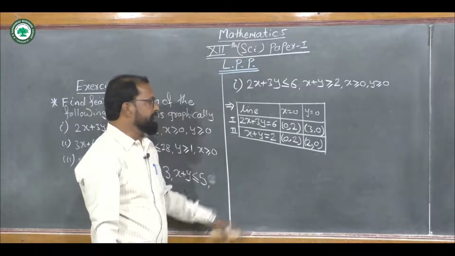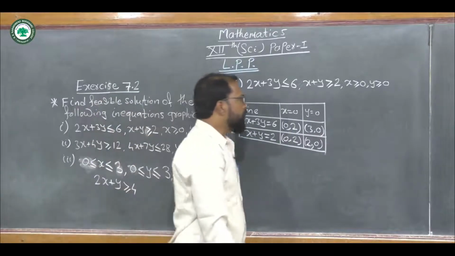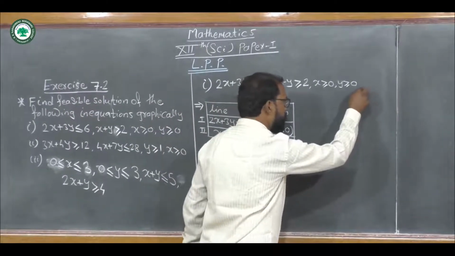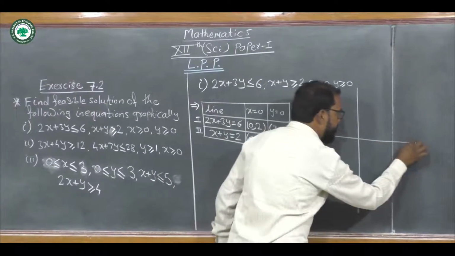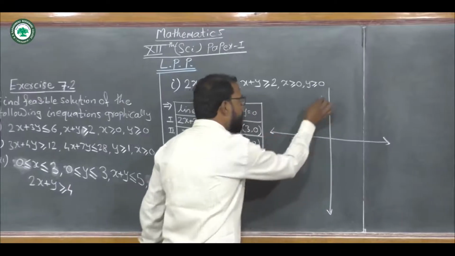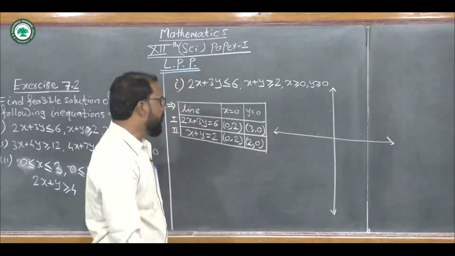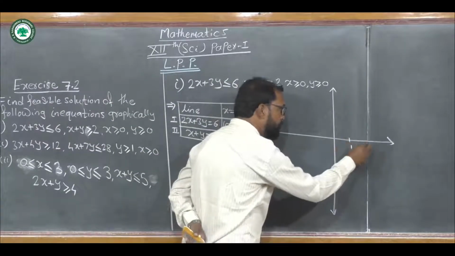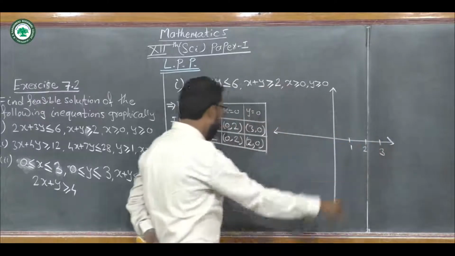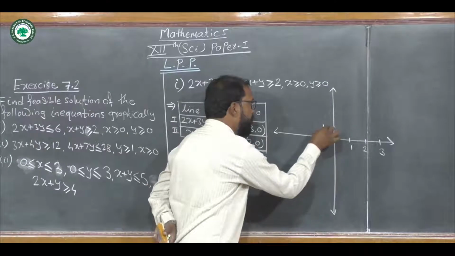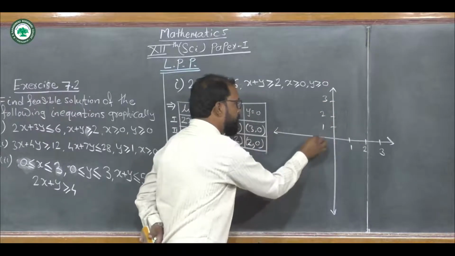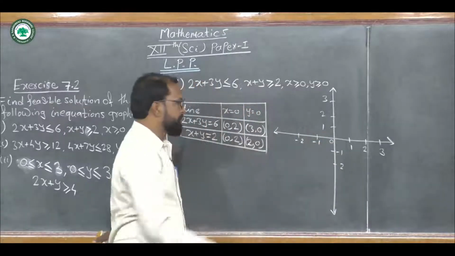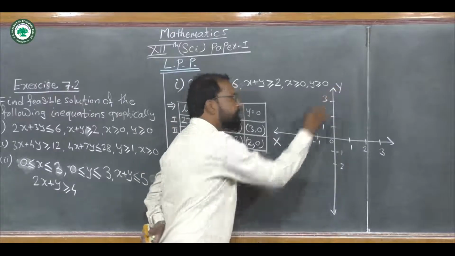Now we draw these lines on a graph. These are the coordinate axes, and here we take appropriate units. So here we take 1, 2, 3, and on the y-axis it is 1, 2, 3. Here it is -1, -2, again here -1, -2, and here is the origin. This is the x-axis and y-axis.